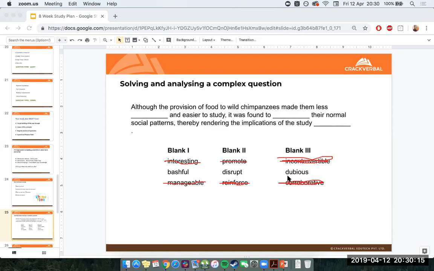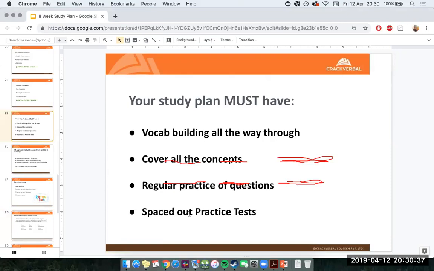So two takeaways here. We reiterated and reinforced the importance of studying words with context. And we saw how, while it's good to know every word, it's not essential, and you can get there even without that. That is ultimately what we learned from this. So what we're doing is we want to build vocab all the way through. We want to cover the concepts. We want to practice questions regularly.